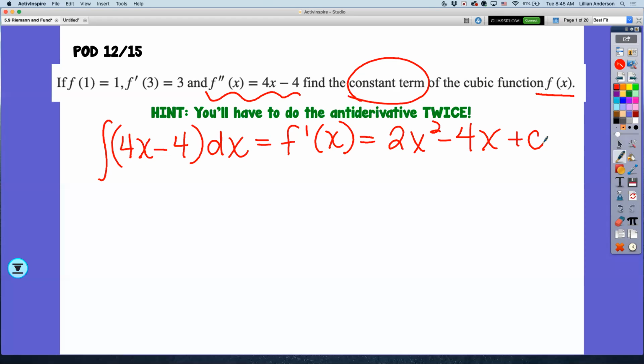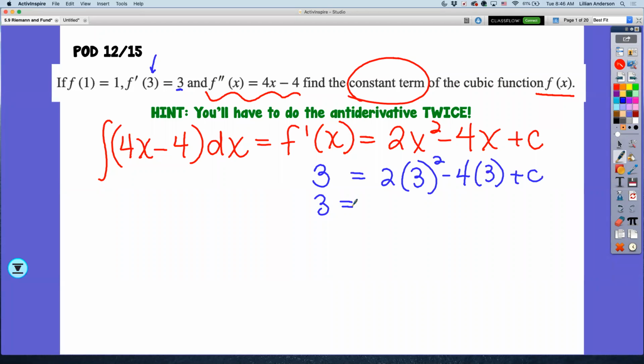Now we're told that f prime of 3 is equal to 3. That means on the derivative function, when x is 3, y is 3. We can use that information to find our constant. So we plug in 3, this 3, in for f prime of x, and then we'll plug in this 3 for all my x's. This will allow me to find my constant term for the first derivative.